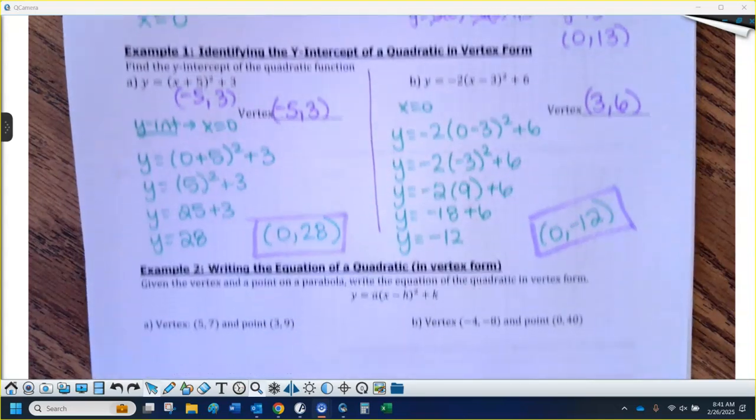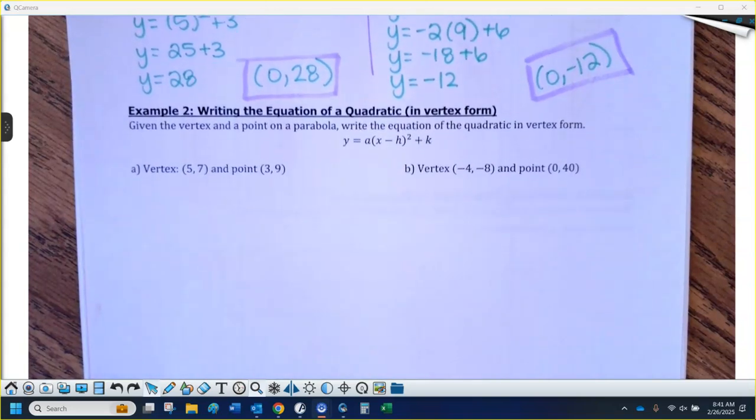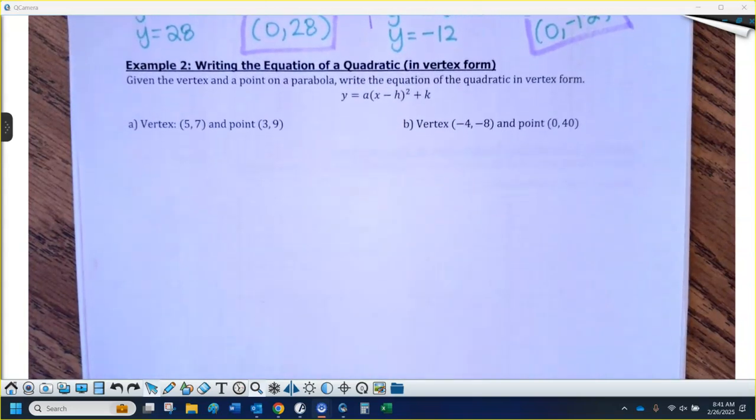Now, what we're going to do here says, given the vertex and a point on the parabola, write the equation of the parabola in vertex form. So you can do this if you have 2 points. Otherwise, you need 3 to write the equation of a quadratic. We're going to talk about that in a couple of days. But if you have 2 points and one of them is the vertex, you can write it in vertex form.